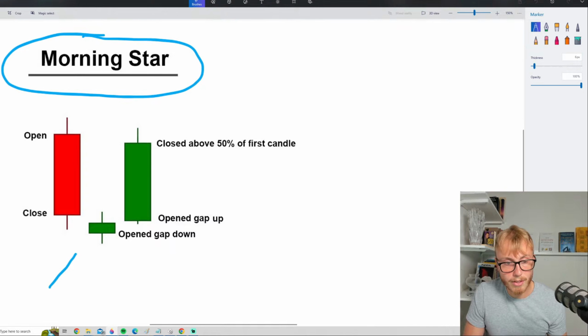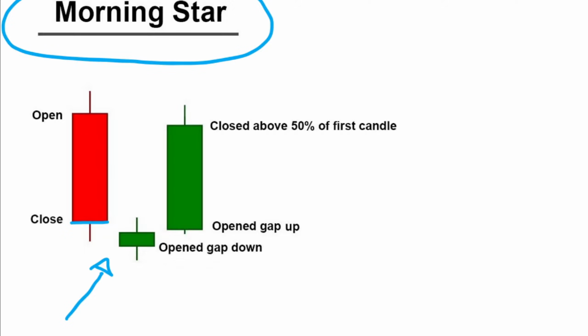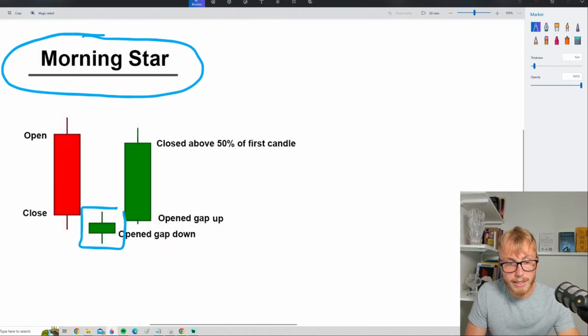The second candle of the Morning Star is a small candle. This one can be either red or green, but preferably we want a green candle. And the important thing here, and I hope you can see, is that we need a gap between the real bodies of the red candle and the green candle. So we need to have some space between the real bodies here in order for this to be a real Morning Star.